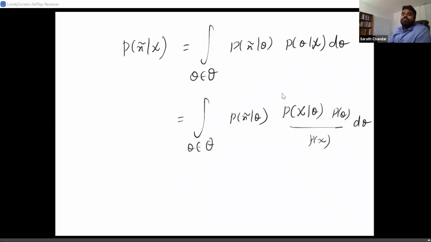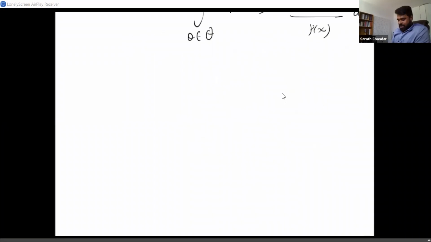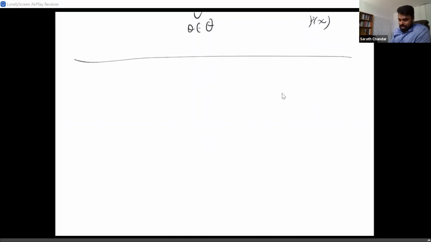So now I'm not doing any approximations. In both MLE and MAP, I was doing some approximation of the inference process, right? In this case, I'm not doing any approximation. I'm actually computing the exact P of x given X. Okay. Now, let's see how to do that with the same coin toss example.